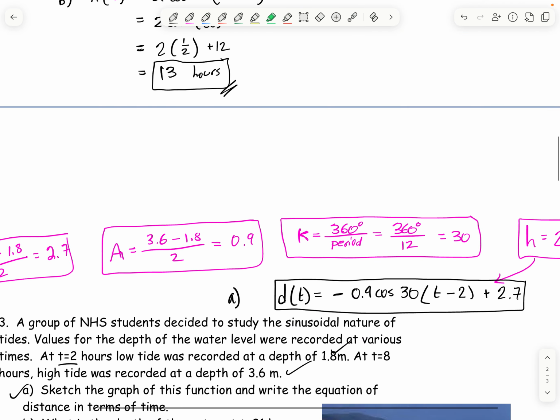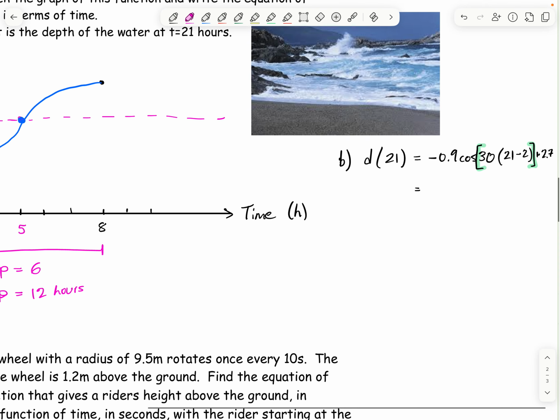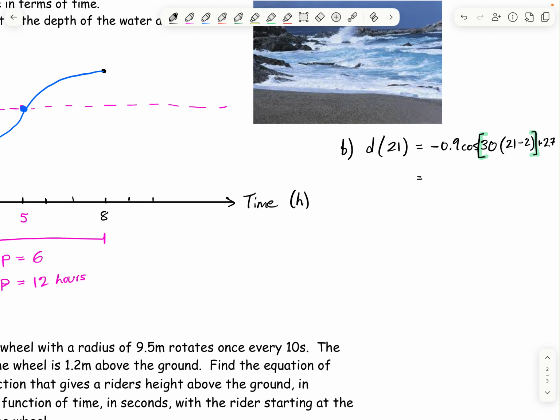Because that's what the function is supposed to look like. We don't really explicitly do it, but it's like that. So it's a good thing to note there. If you type it exactly like that, with the brackets, you'll get a value of t, or sorry, the depth, d, is equal to approximately 3.5 meters. So the water depth at 21 hours is approximately 3.5 meters.